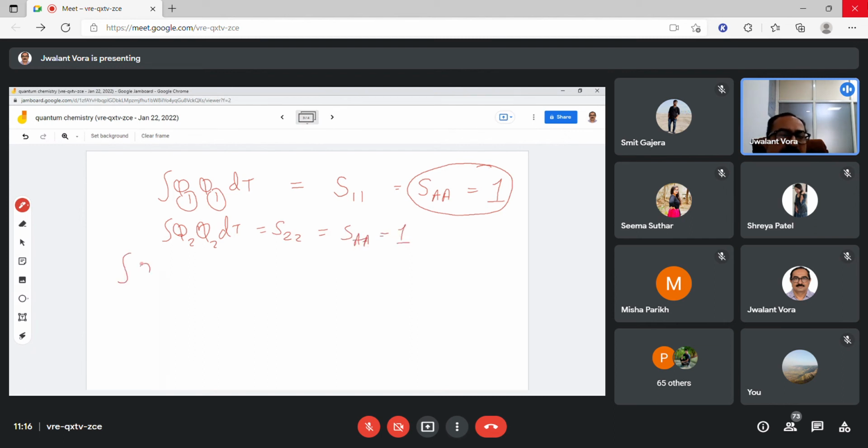અને બીજો પ્રકાર છે ઇન્ટિગ્રેશન phi 1 phi 2 d tau. એને સિમ્બોલ આપ્યો S અને ફર્સ્ટ ફંક્શન 1, સેકન્ડ ફંક્શન 2. સિમિલરલી phi 2 phi 1 d tau આને નામ આપ્યું S21. This is represented by SAB. Any SAB will be equal to 0.